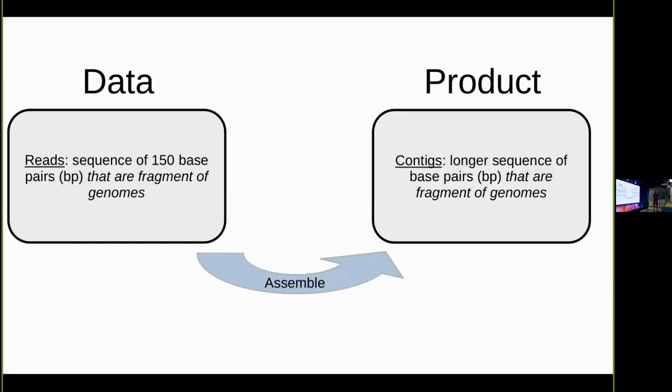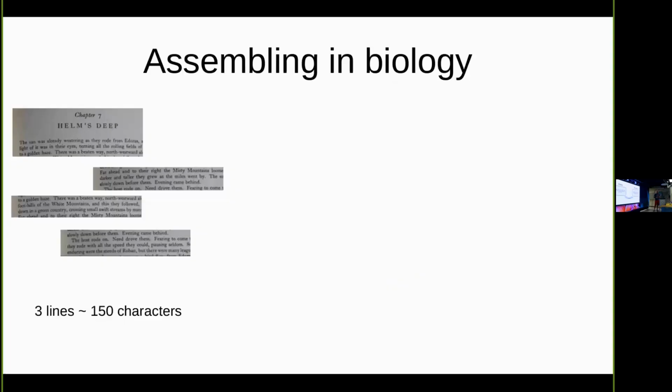So we are going to process it into a product, and our product is called contigs, which are basically just longer sequences of base pairs, again, that are fragments of genomes. And the process of doing that is called assembly, and in bioinformatics, assembly is the cornerstone of the field.